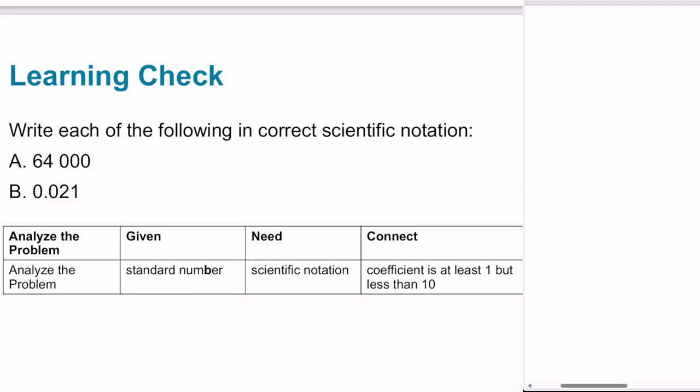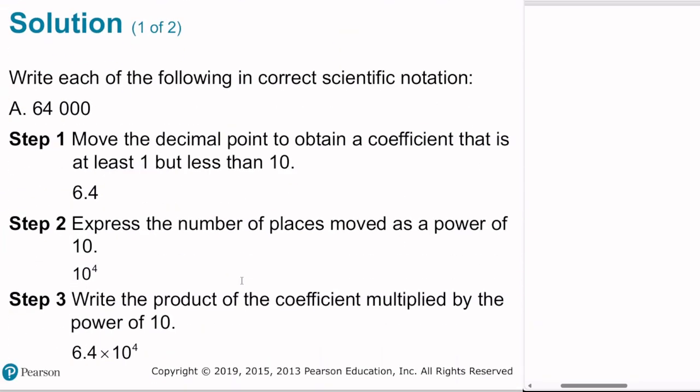Let's have a learning check. We'll express each of these numbers in scientific notation. Let's analyze each problem and convert them to scientific notation. First, we have 64,000. How do we express that in scientific notation? So what we want to do is observe that our decimal point would be right here on the right. We want to move it until it's behind the first digit, the first significant digit in our number.